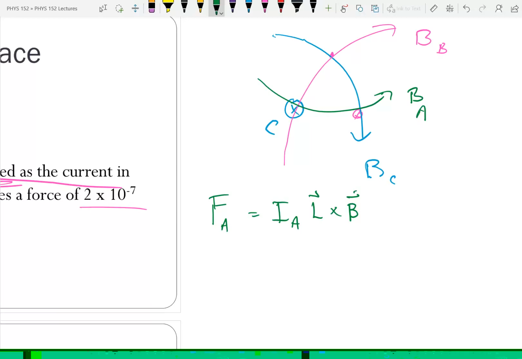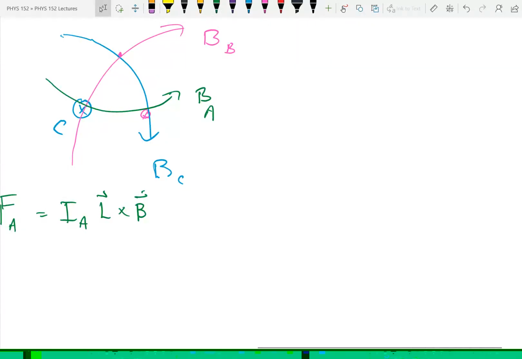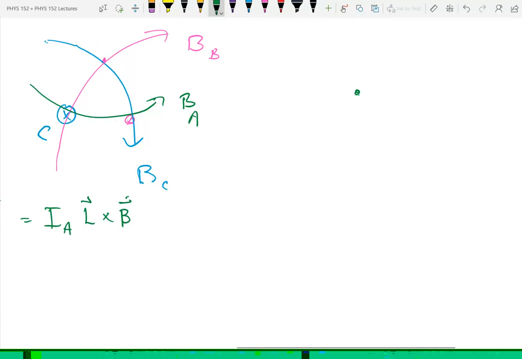Well, if it's only two wires, it becomes somewhat simpler. If I have two wires, let's say that we have currents both coming out. If the current's coming out of both wires, what direction is the magnetic field going around those wires as we view it from above? Is it going clockwise or counterclockwise?